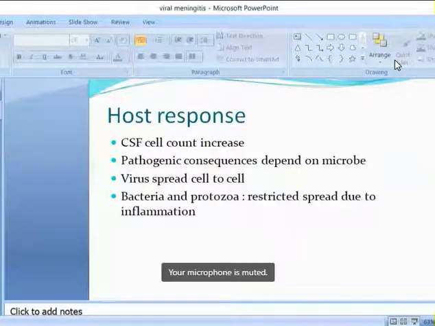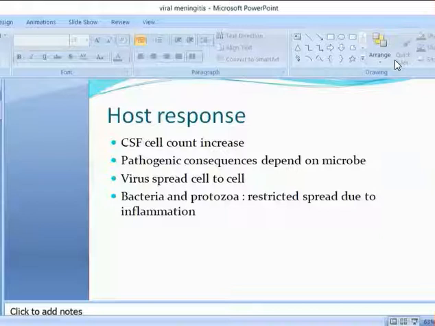Okay. Then the viruses will spread from cell to cell, whereas in case of bacteria, because of the inflammatory response of the host, the infection is restricted to one place. Usually in case of bacteria and protozoa, you will not see a generalized parenchymal infection. They are limited. Whereas in case of virus, you will see more of encephalitis. The entire brain parenchyma is infected.